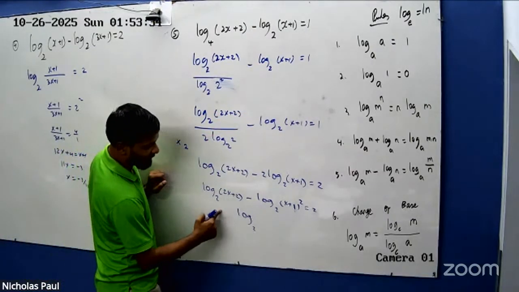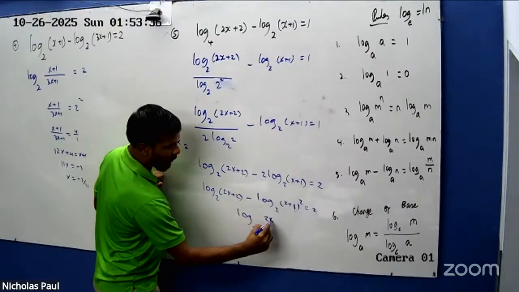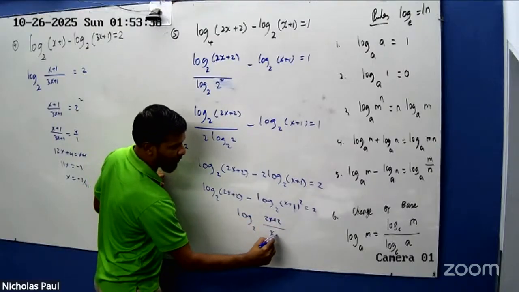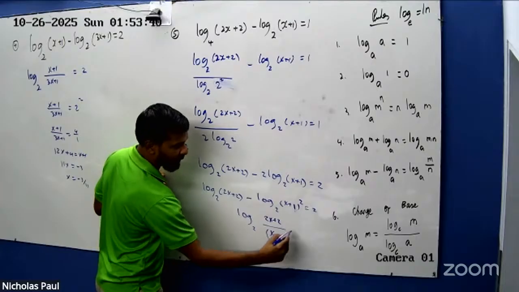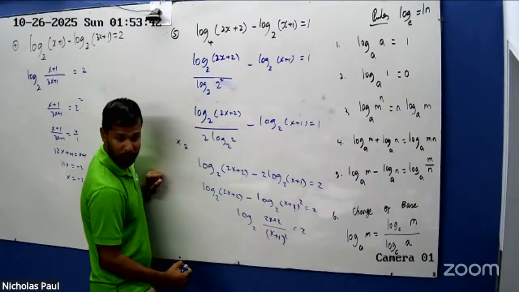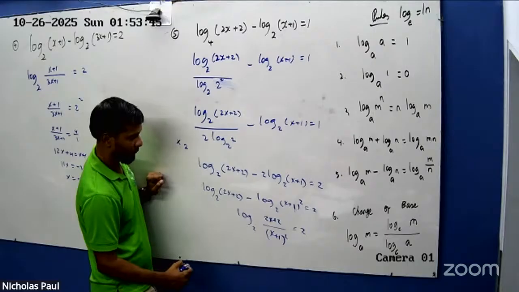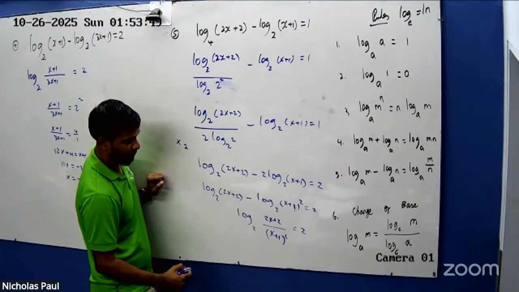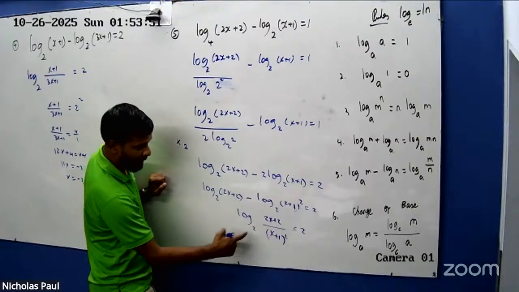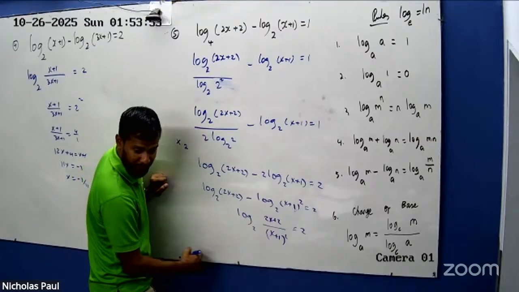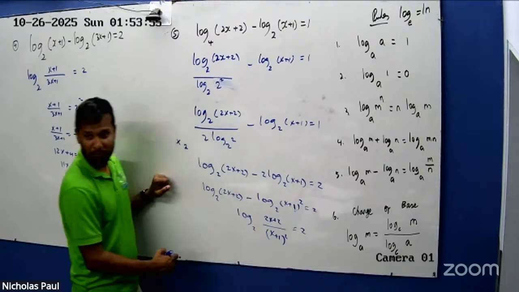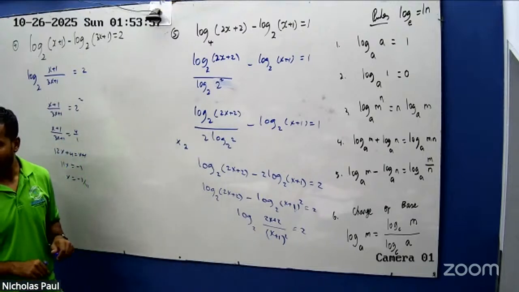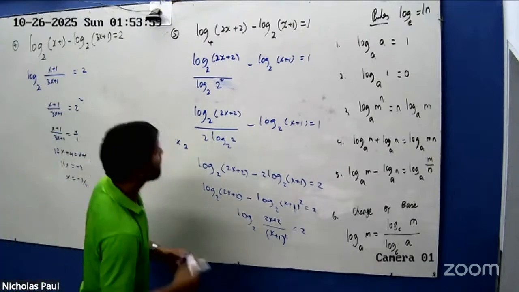Right, so this is log to the base 2 of 2x plus 2 over x plus 1 squared is equal to 2. And then convert to exponential form, tell me. Will I get lost? Let me start over.